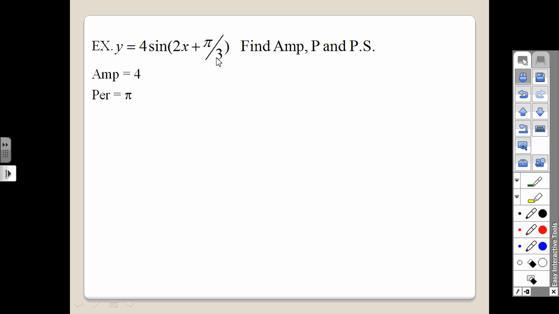Phase shift, you got to be careful. A lot of people would look at this and they would say, oh, the phase shift is pi over 3 units or radians to the left. But that would be wrong because this 2 is inside the parentheses. And so there is a distinction there. What you have to do is actually factor out that 2. So it's y equals 4 times the sine of 2 times the quantity of x plus pi over 6. Okay, so now we can say that the phase shift is pi over 6 radians to the left. So be careful about that.